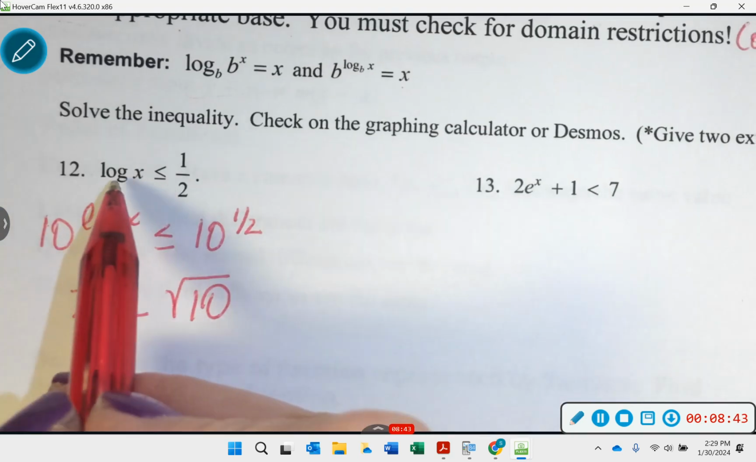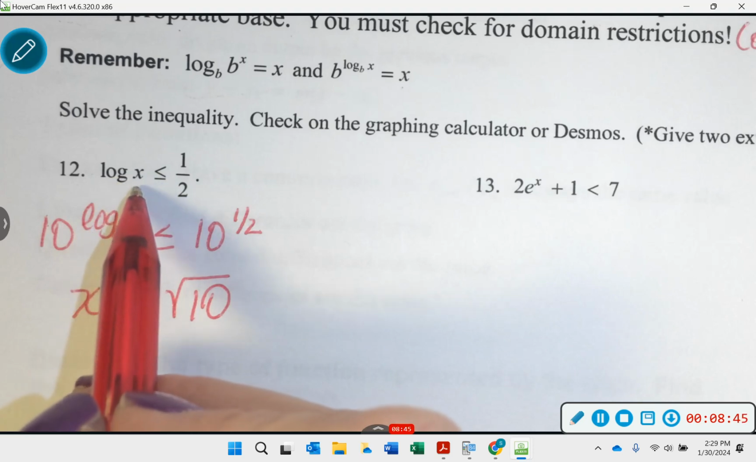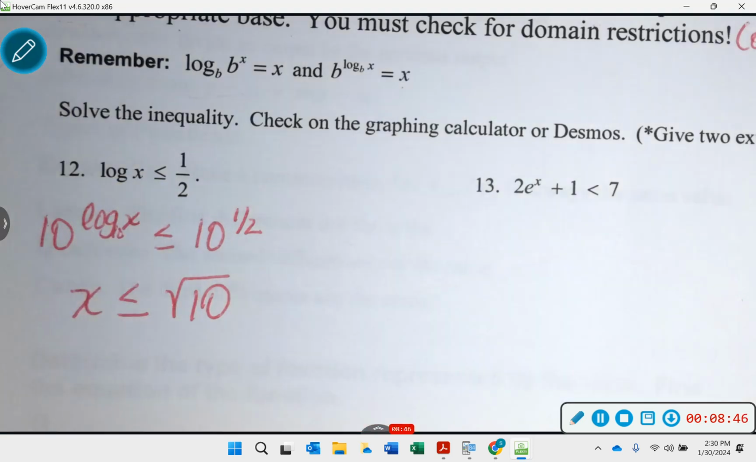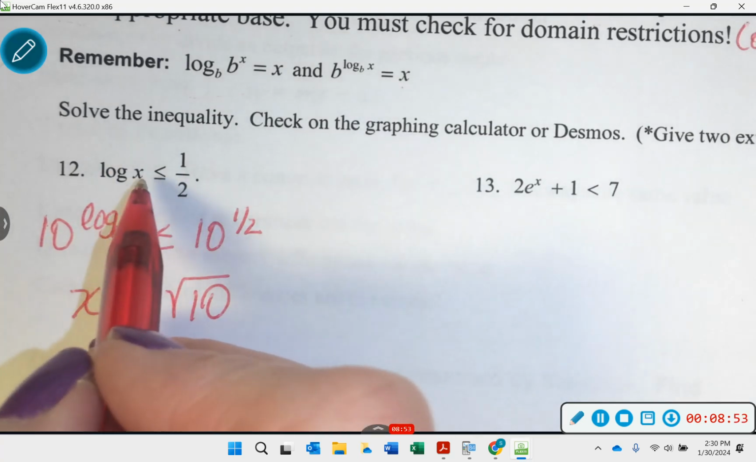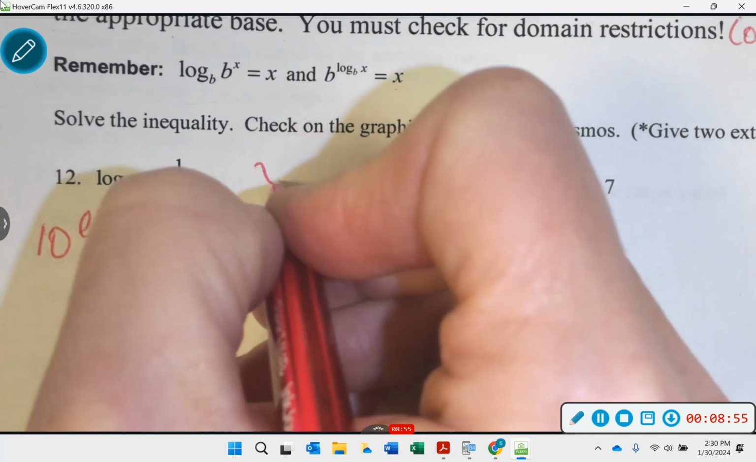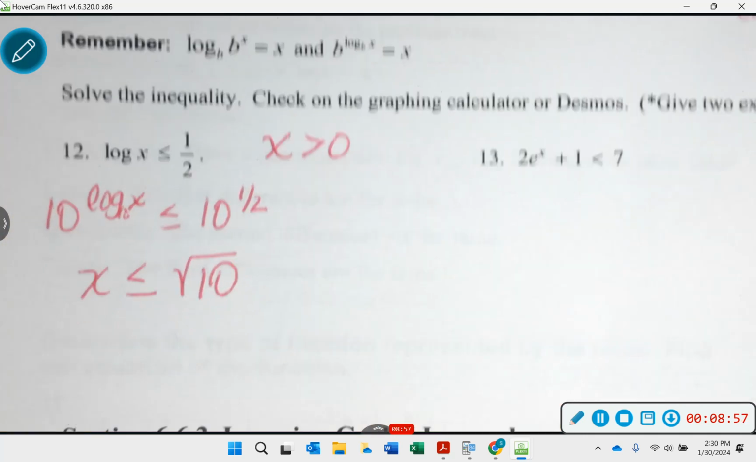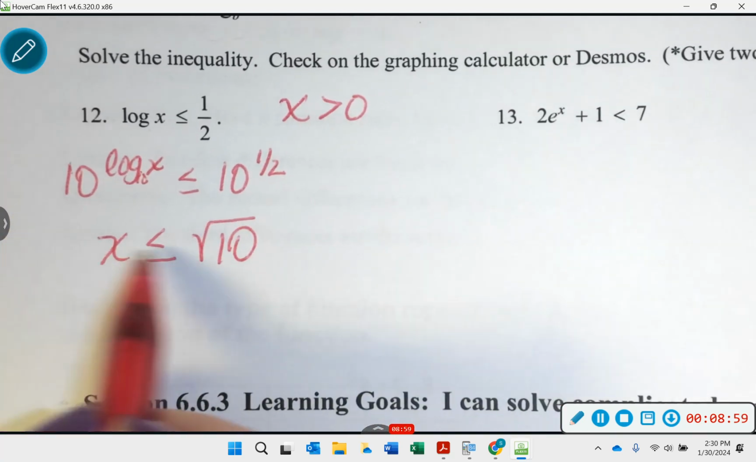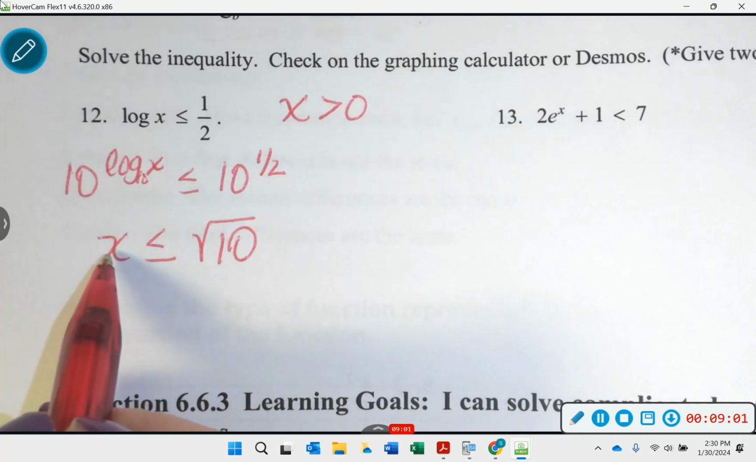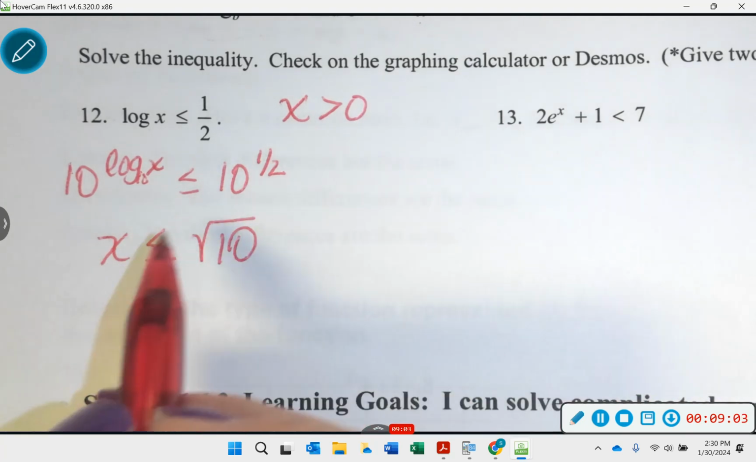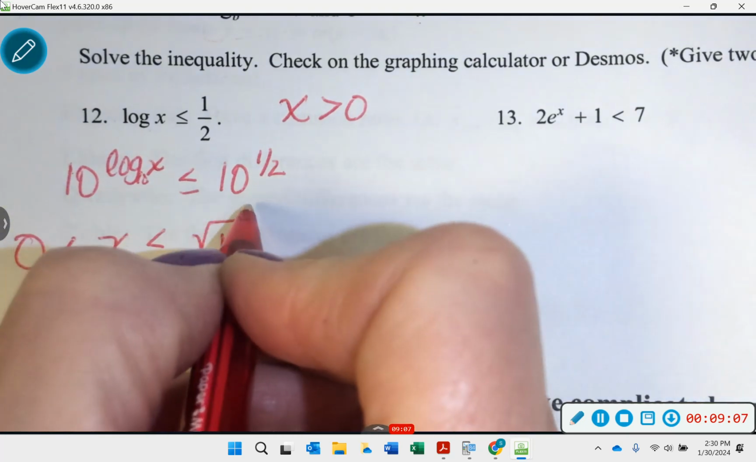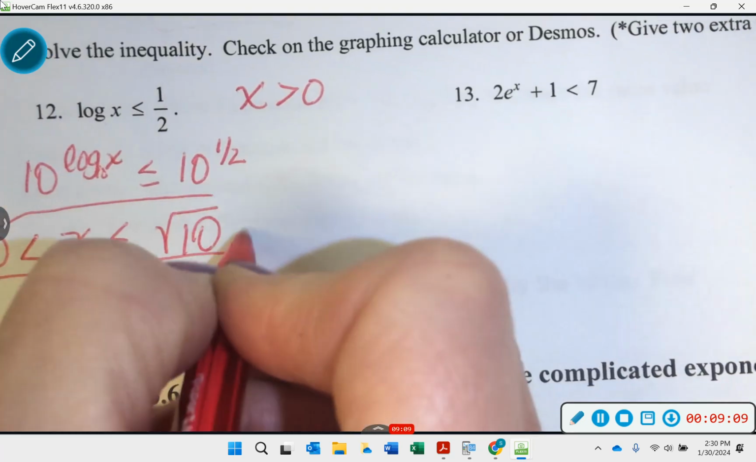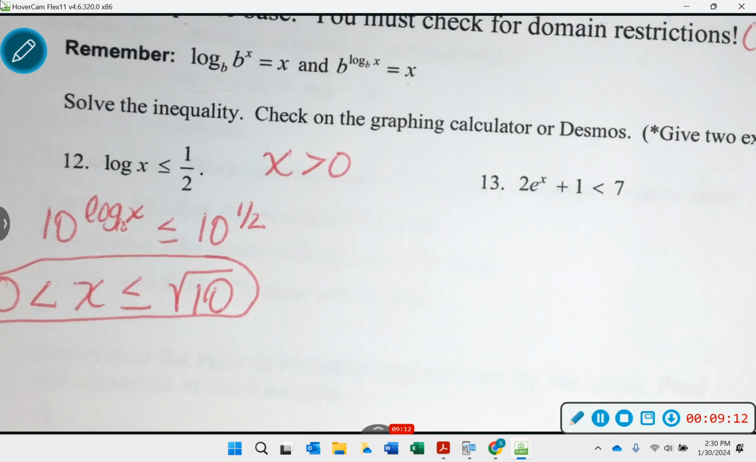But when I look back, I started with a log function. What is the restriction on a log function? What did we say the restriction is going to have to be here? Right, x must be greater than 0 from the very beginning. So I have to add that on to this, okay? I don't want to write two inequalities. I'm just going to say x has to be greater than 0. And that's going to be our solution to that inequality.